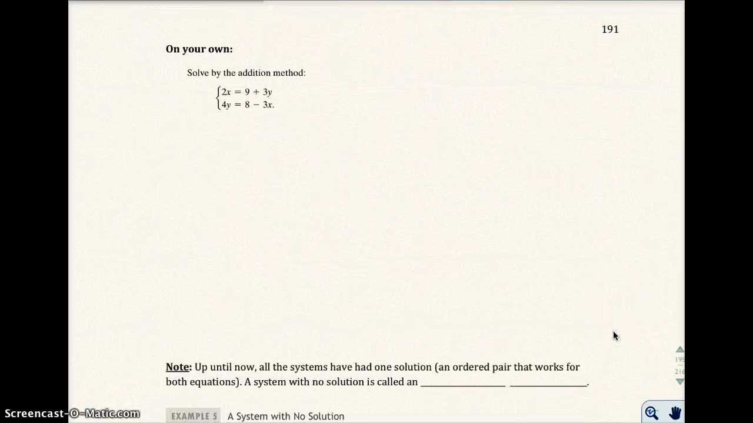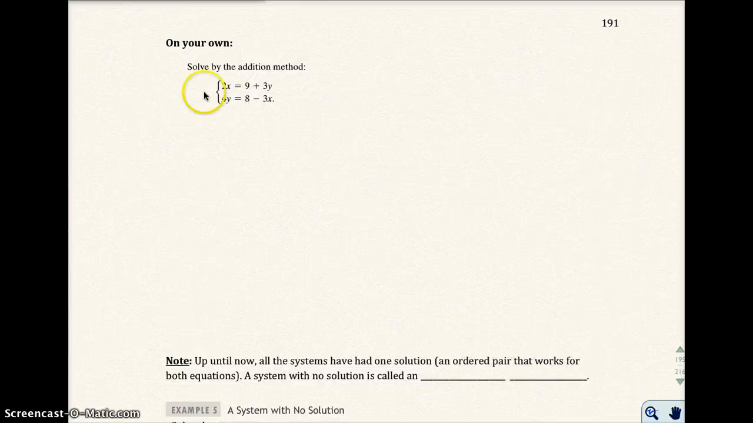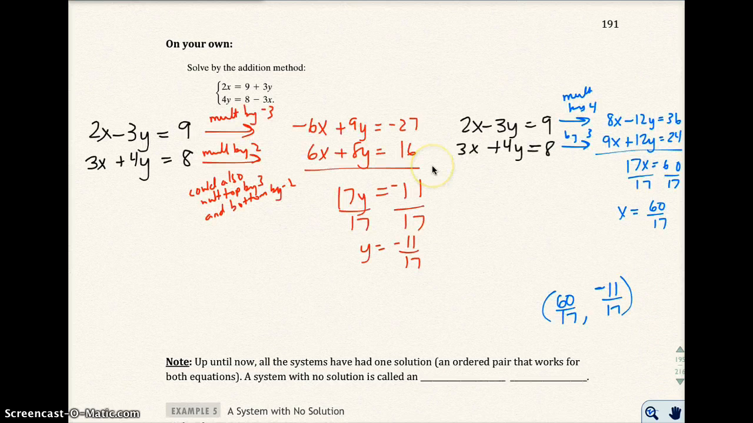Okay, I'm going to go ahead and solve this problem by the addition method. And I'm going to warn you guys, you can get some ugly answers. So go ahead and pause the video and then try it on your own. So I started by multiplying the top equation by -3 and the bottom one by 2. You could also multiply the top one by 3 and the bottom one by -2. You'll still get the same y value. Your sign might be different, but in the end you'll get negative 11 over 17.